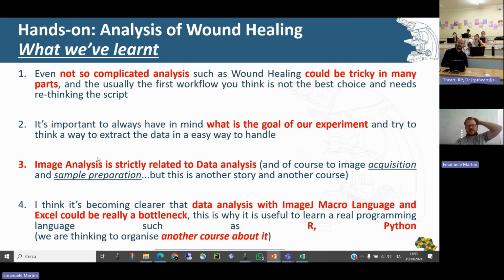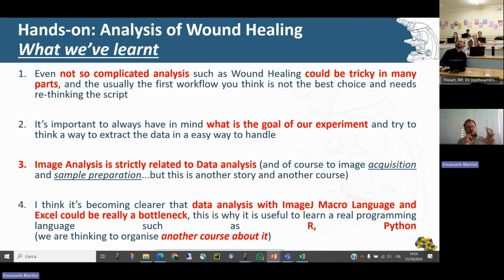And then image analysis is strictly related to data analysis. And for the more biological purpose in the room, it's extremely related to image acquisition and sample preparation. If you prepare your sample badly, if you acquire it wrongly, it will be much harder to do image analysis and data analysis. As you can see, the imaging macro language, Fiji, Excel could be a bottleneck. So this is why it's useful to learn real programming languages, Python, also for doing data analysis. But this will be another course for sure.